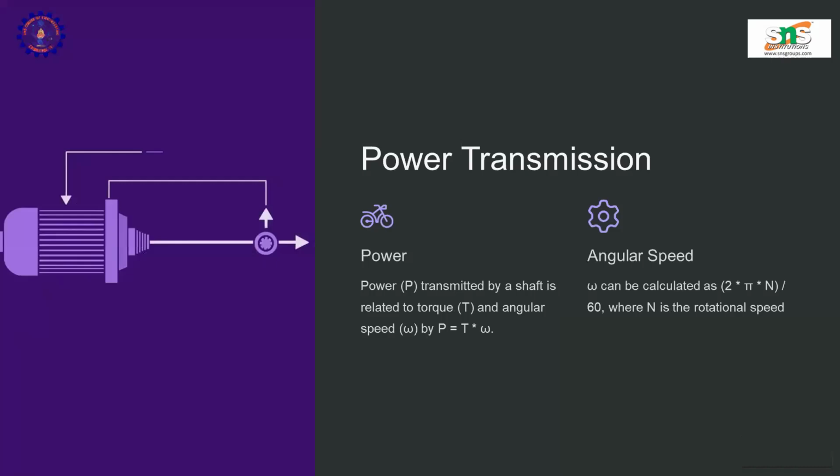So power transmission. Power transmitted by a shaft is related to torque and angular speed. So P equal to T into omega, where omega is 2 pi n by 60. So the equation of the power becomes P equal to 2 pi n T by 60. Omega can be calculated by 2 pi n, where n is the rotational speed in RPM.